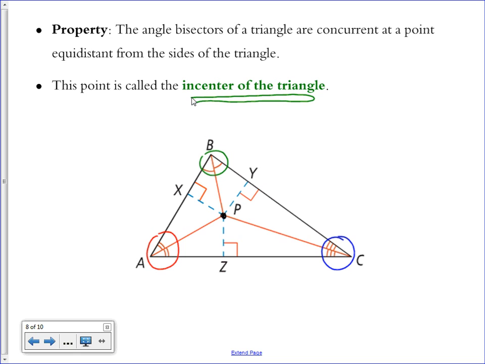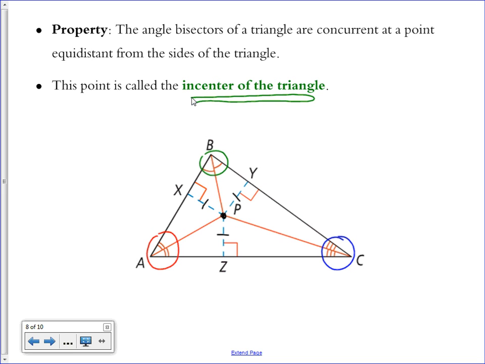That incenter is equidistant from the three sides of the triangle, which I didn't show on the previous example, but it's shown pretty clearly here. If you go straight from P out to any side of the triangle, the fastest way to get there, which of course is the perpendicular one, you'll have three segments that are all the same length to get from P to any side of the triangle.